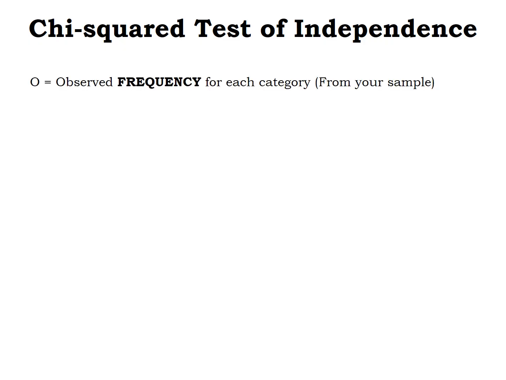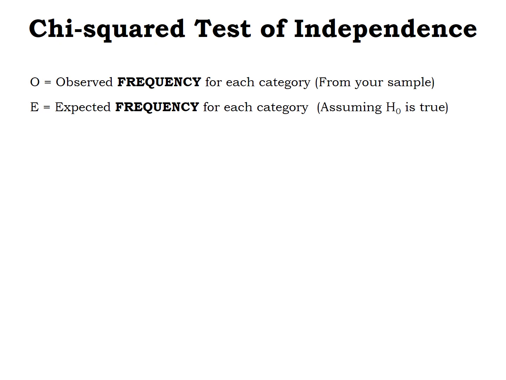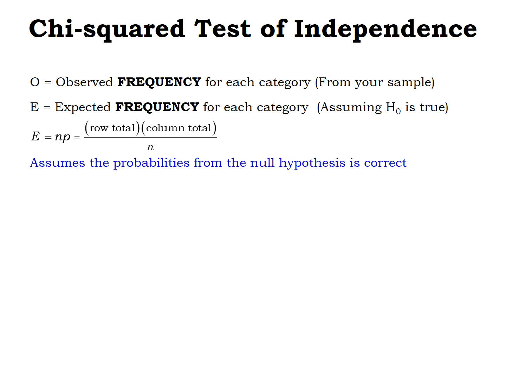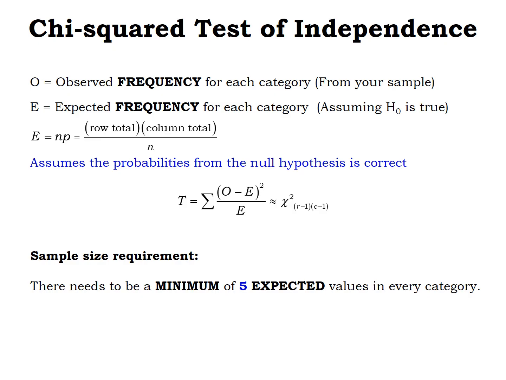We have our observed frequencies from our sample. We know how to calculate the expected frequencies. That's going to be based on our row and column totals and the sample size, and our assumption that the null hypothesis is correct. That is our assumption that the variables are independent. We have our familiar test statistic. Just like the goodness of fit test, we have a minimum of 5 expected values needed in every category. And as long as that's happening, then we are good to go ahead and perform our test of independence.